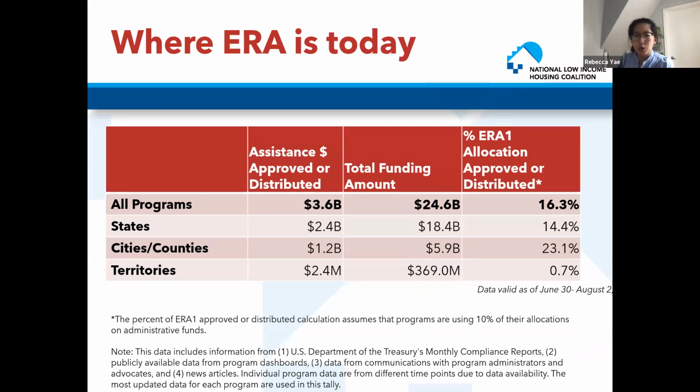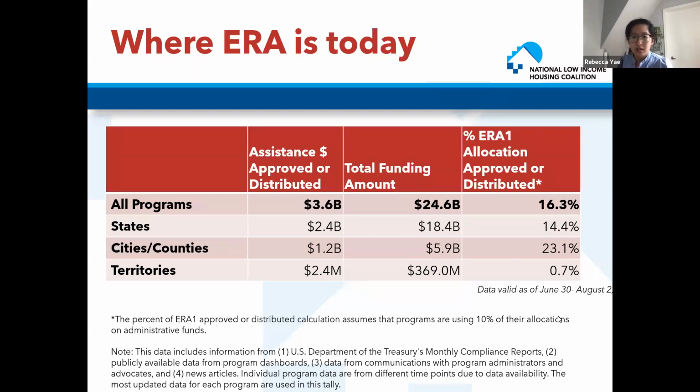And assuming that programs have used the maximum allowed funds for administrative costs, that puts us at approximately 16% of ERA1 funds that have been approved or distributed. So this distribution process of getting the money out the door has been painfully slow so far, though there are some programs that are really hitting their stride. Getting money out the door is one metric of how well programs are doing, and we're going to look at some key program features to get another sense of how well programs are doing.